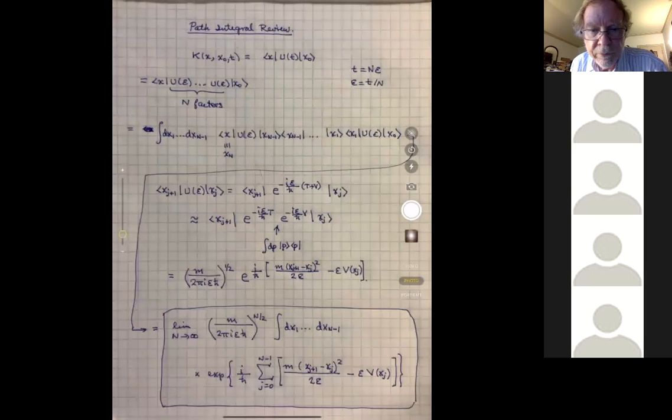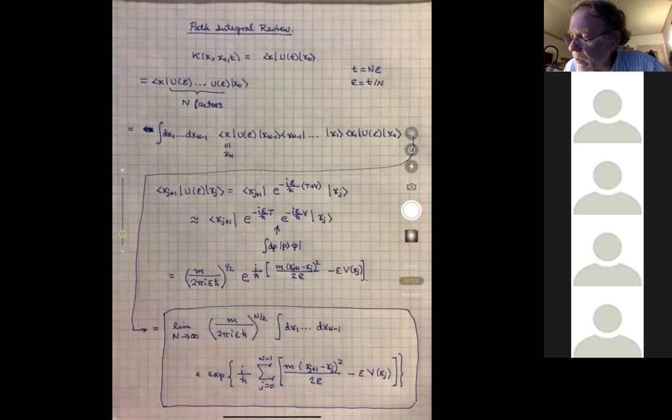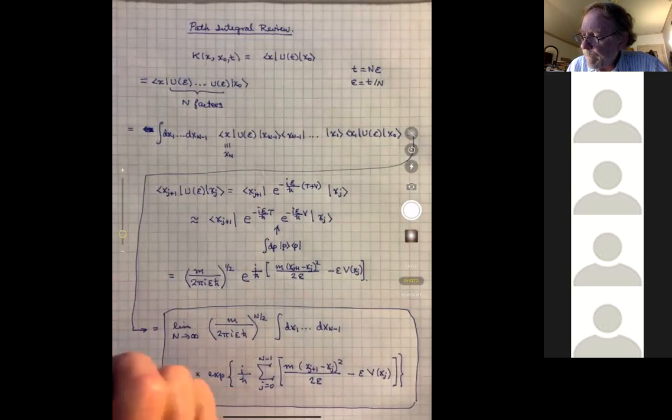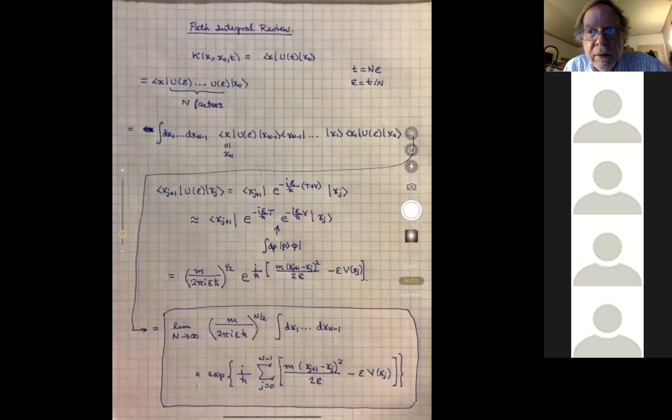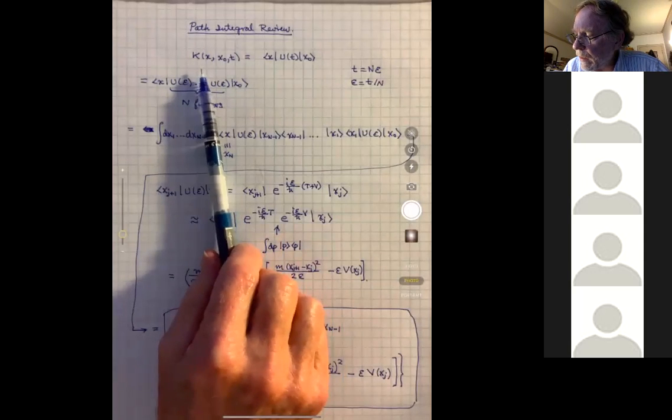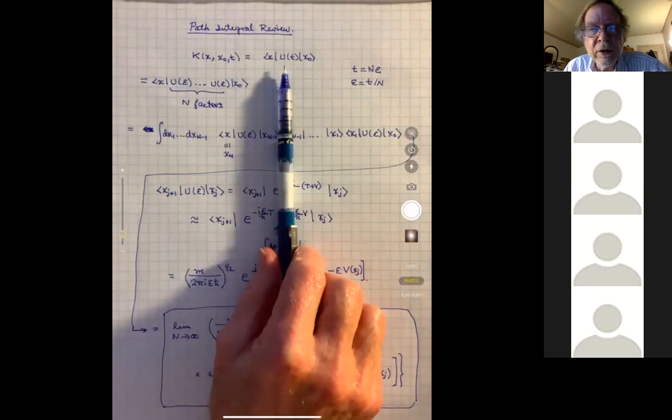I'm going to review a little bit of what we did last time in the derivation of the path integral. We just made part of the way into it, and this part ends up with a fairly complicated formula. So let me try to go over it and hopefully help you see the forest instead of all the trees. So the propagator is basically the matrix elements of the time evolution operator.